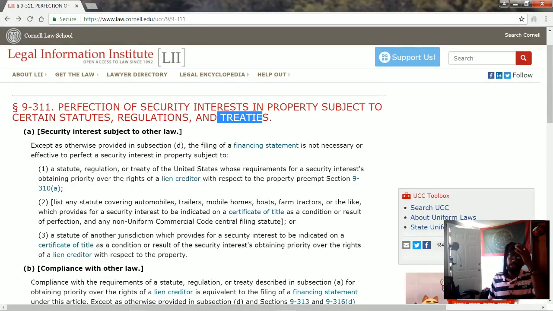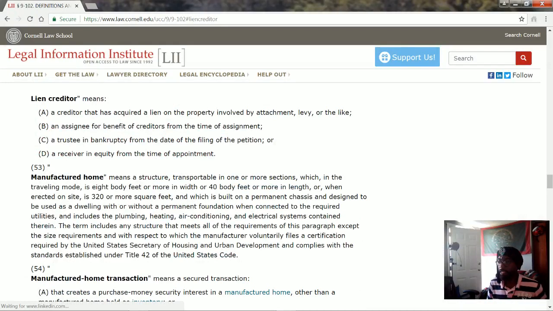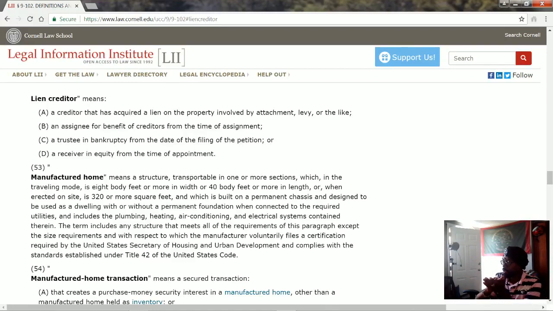So perfecting a security interest can be subject to other law. Those other laws being a statute, regulation, or treaty of the United States whose requirements for a security interest obtaining priority over the rights of a lien creditor. What's a lien creditor? A lien creditor means a creditor that has acquired a lien on the property involved by attachment, levy, or the like. You know, attachment, that would be like note, mortgage, bond, lien, which are all the same thing. All right, a debt.